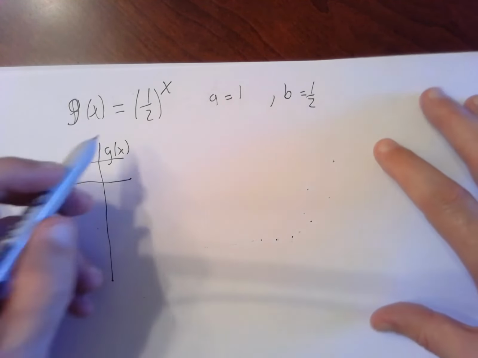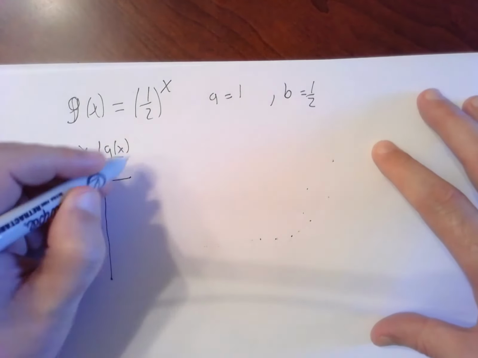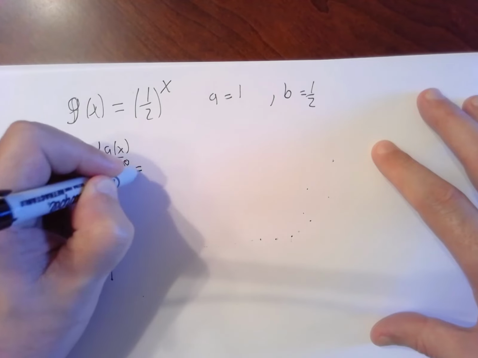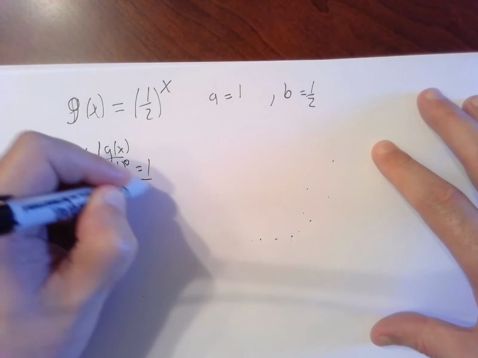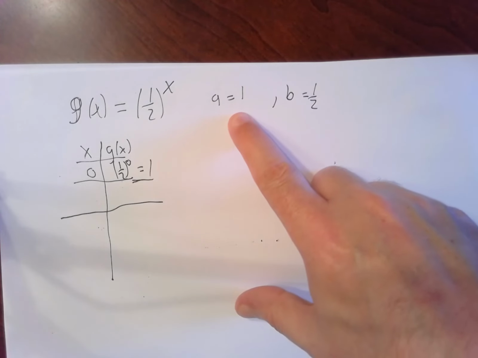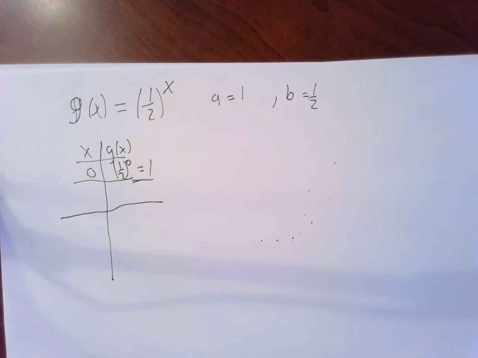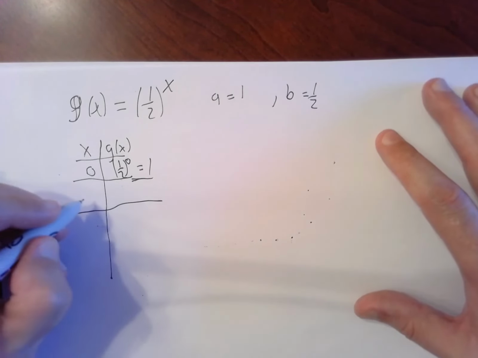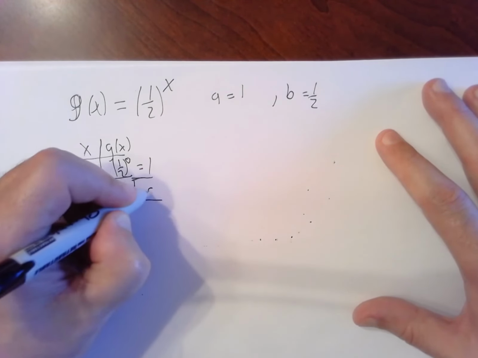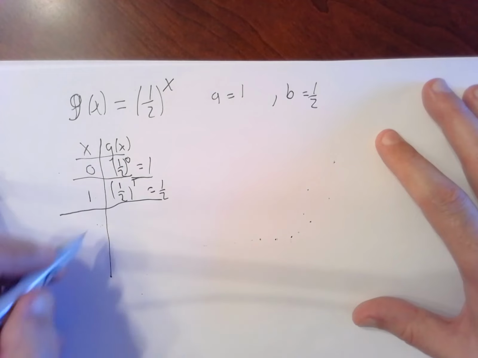Let's see what happens. If I plug in a 0, 1/2 to the 0 power, anything to the 0 power is 1. Hey, that was A. Right there, that's what A is. A is G of 0. Plug in a 1. 1/2 to the first is a half.